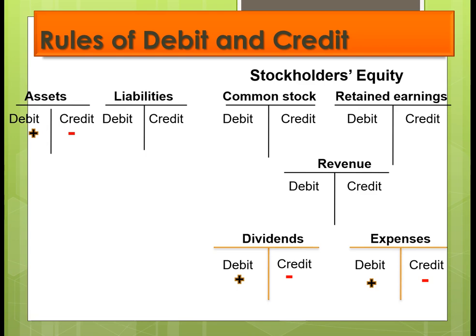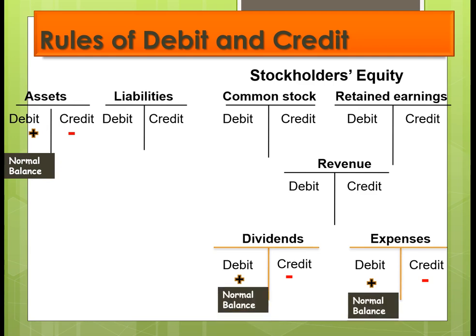Now, which accounts do we increase with a credit? Oh, before we do that, remember, how you increase an account is always called the normal balance. So, when you see these on the financial statements, it is assumed they have their normal balances, or they would be shown with brackets. So remember that. So, dividends, normal balance is the debit, and expenses.